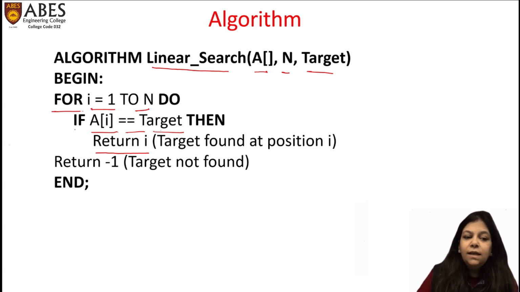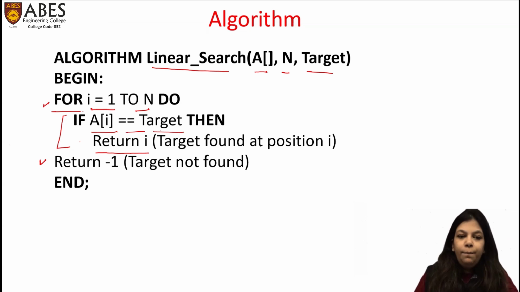And in case we do not get any value in the array which is equivalent to the target value, then for i equals n plus 1, we will come out of this for loop, and in that case, we will return the value minus 1.